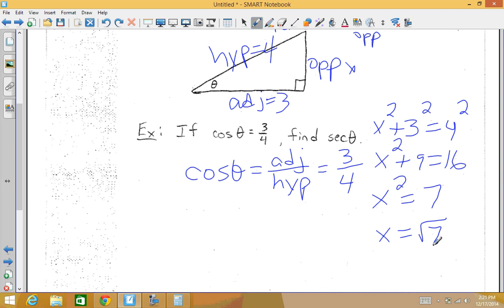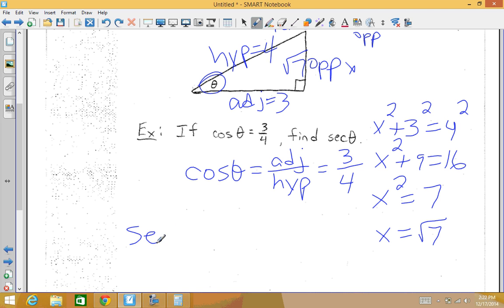Now once you've established that, this side is the square root of 7, and we're looking at theta, you could actually find all of the trig functions that we spoke of. We could find sine, we already have cosine, we could find tangent, secant, cosecant, and cotangent. We could actually find all 6 once we establish all the sides. All we're required to find here, though, is secant.